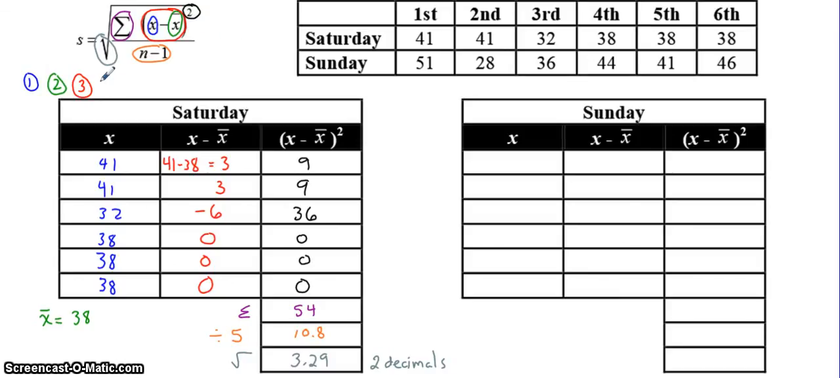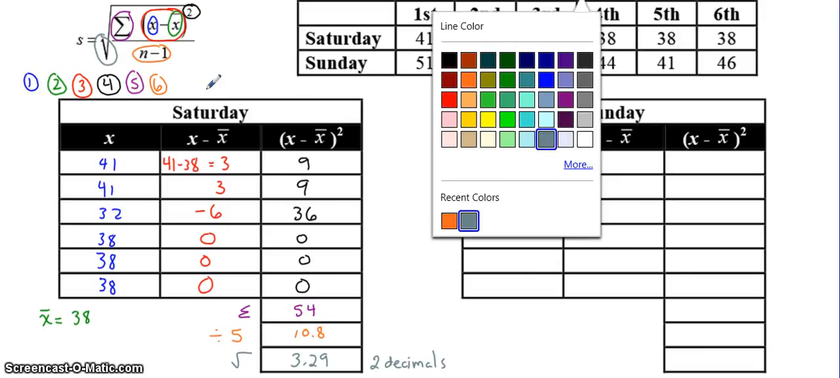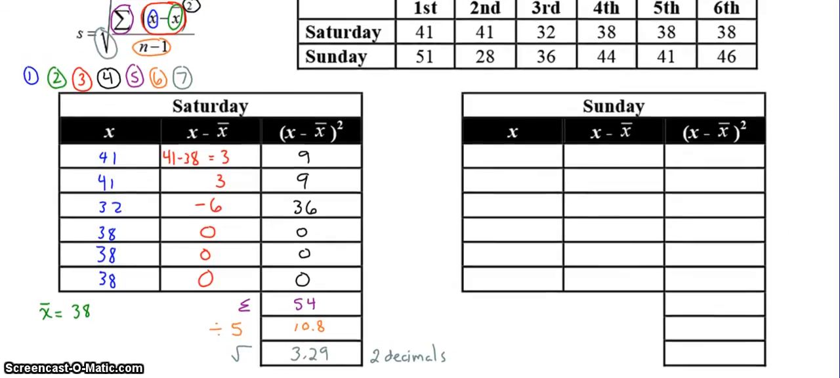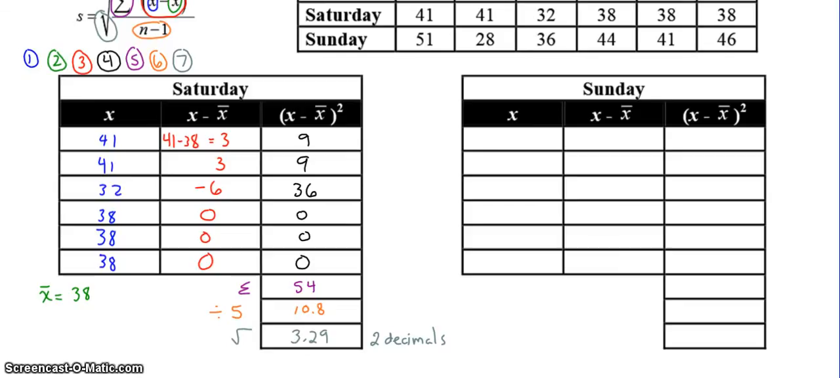Squaring each of those deviations is the fourth step, right here. Adding them all up is the fifth step. Dividing by n minus 1 is the sixth step. And then square rooting your answer is the seventh step. So press pause on the video, try doing this for Sunday, and then press play on the video again to check your answer. Press pause now, please.